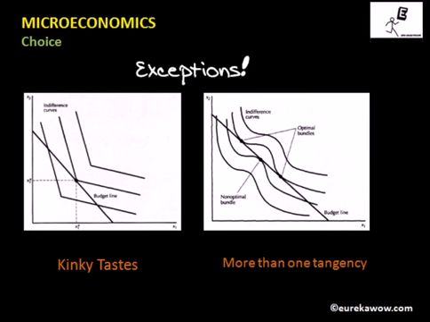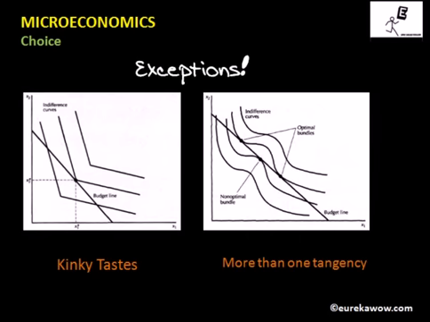Now we are going to look into some exceptional cases. Now the one on the left shows kinky tastes. Now clearly, as we can see, the point of optimality is this point. Why? Because this bundle is affordable, it lies on the budget line of the consumer, and also all the bundles that lie on the budget line except this bundle, and all the bundles that lie in the budget set, they lie on a lower indifference curve as compared to this. And as a result, we say that this point A is the point of optimality of the consumer.